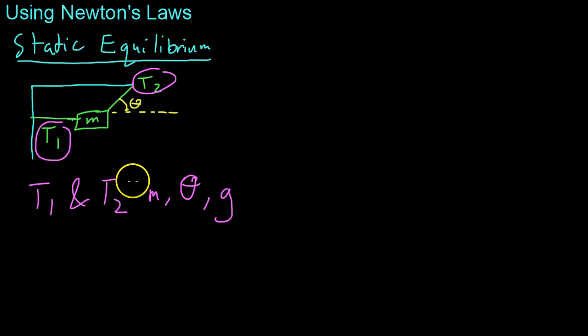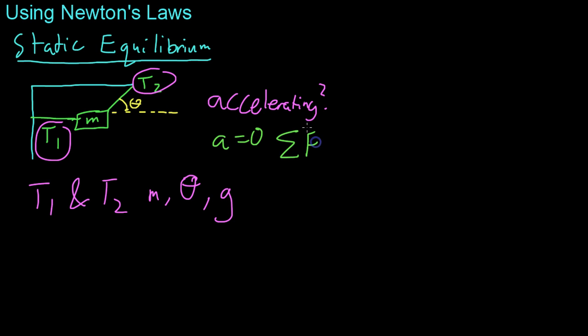So we have to look at this situation and assess it. Is the block accelerating at all? Well, no, it's absolutely stationary. It's just staying in that one place. So that means that we have a static equilibrium problem. The acceleration is 0, which means that the sum of all the force vectors is also 0. And this gives us a pretty simple problem from here.